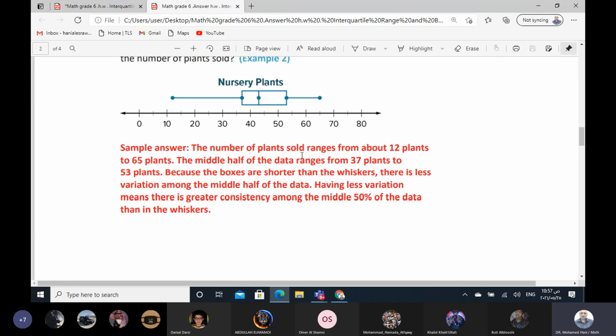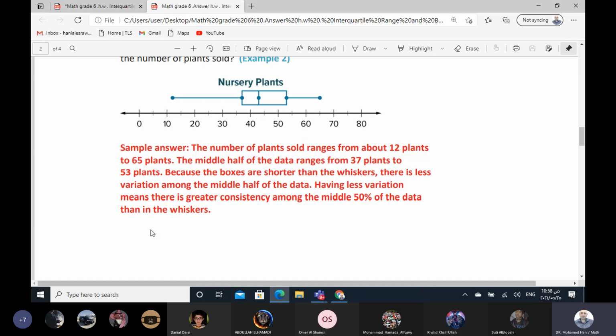The number of plants sold ranges from about 12, or 11, no problem, to 65 plants. The middle half of the data ranges from about 37 plants to 53 plants, because the box is shorter than the whisker. There is less variation among the middle half of the data. Having less variation means there is greater consistency among the middle 50% of the data than in the whiskers.